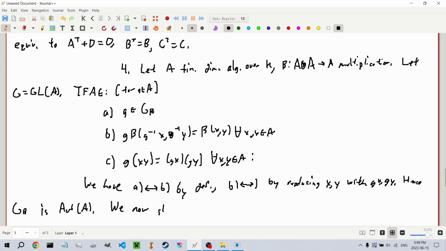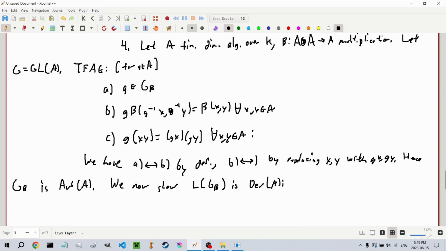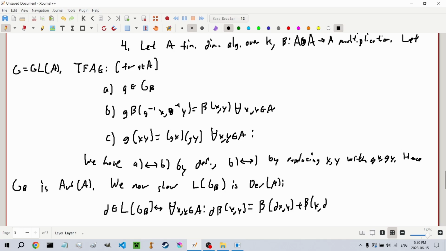We will now show that L of G beta, its algebra, is the space of derivations of A. First off, D being in L of G beta is equivalent to saying for all X, Y, D of beta X comma Y is equal to beta of dx comma y plus beta of x comma dy.